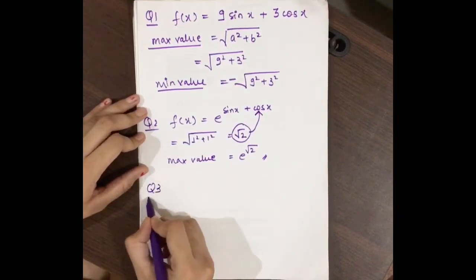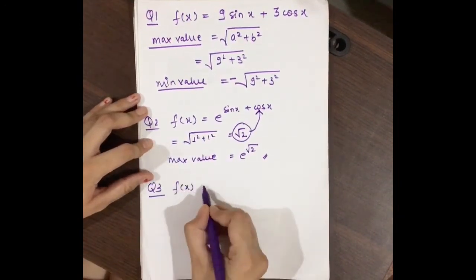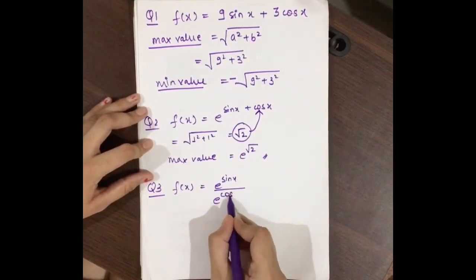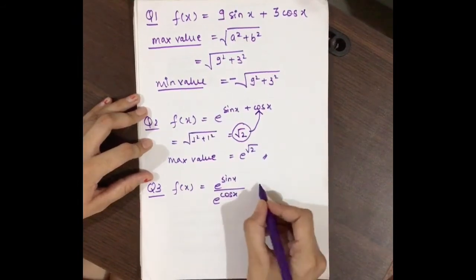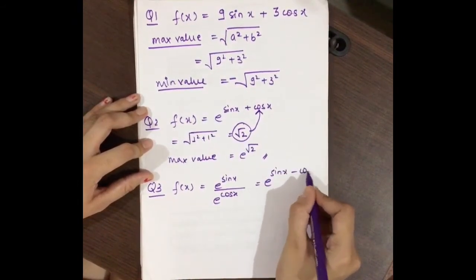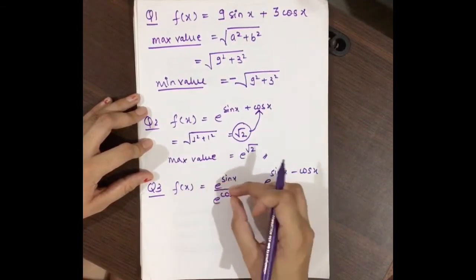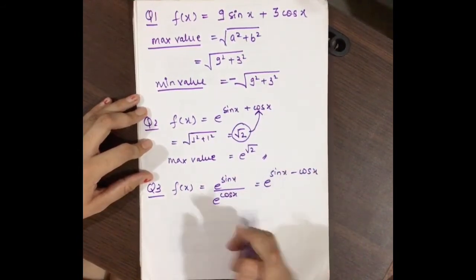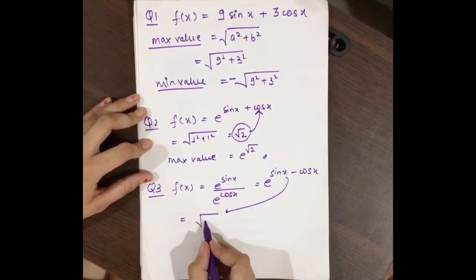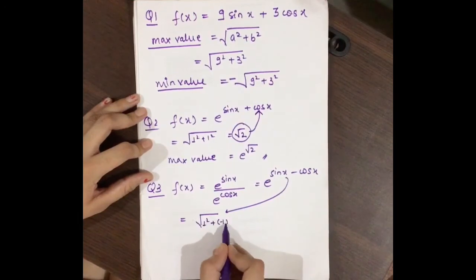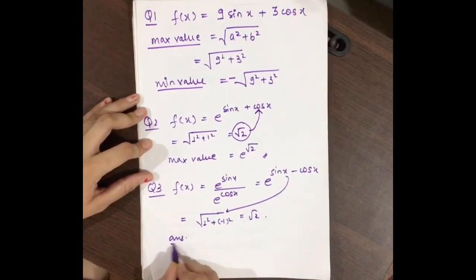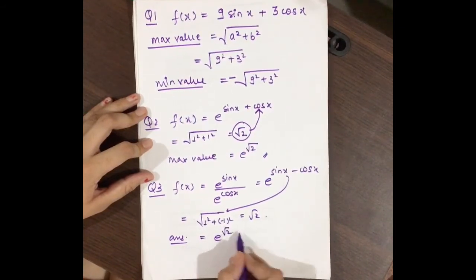Now let's see another type of question. The question is f(x) is equal to e to the power sin x upon e to the power cos x. Now we know that for the same base the powers are subtracted for the division rule. So it will be e to the power sin x minus cos x. Now the maximum value of sin x minus cos x is under root 1 square plus minus 1 whole square, which is equal to root 2. So the answer will be equal to e to the power root 2.